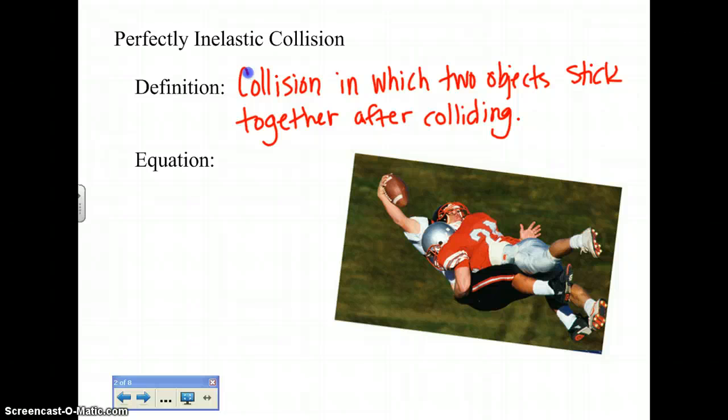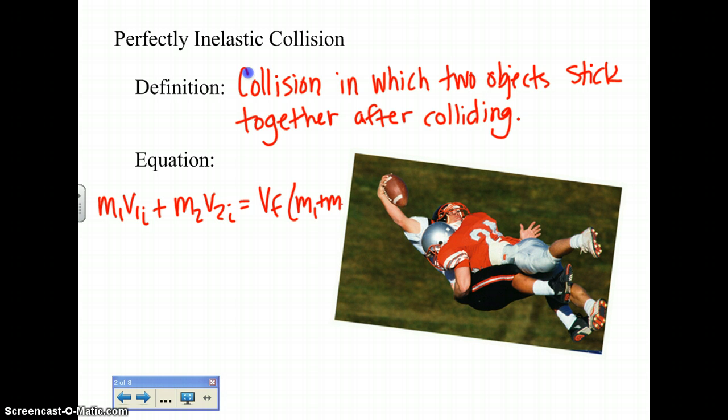Now they're going to have the combined mass, so the mass of M1 plus M2, that quantity, times a final velocity, right? It's not V1F and V2F because they are now stuck together, so they are sharing and moving at that same common final velocity. So the original equation for a perfectly inelastic collision is M1V1I plus M2V2I equals VF times the quantity of M1 plus M2. Makes sense? The silver football player plus the red football player collide together to share a final velocity and a common combined mass.